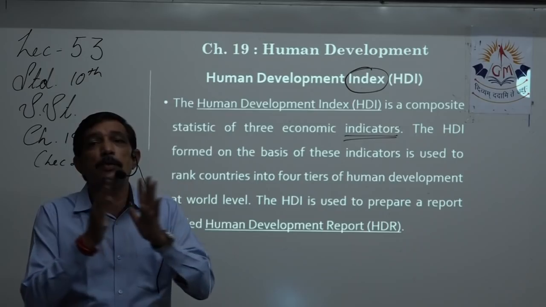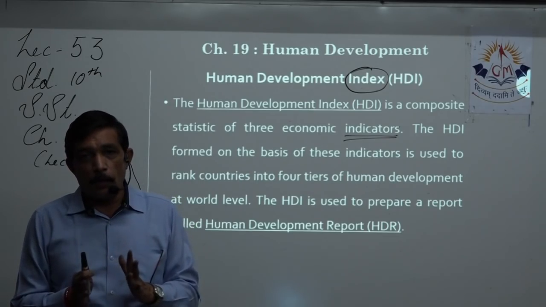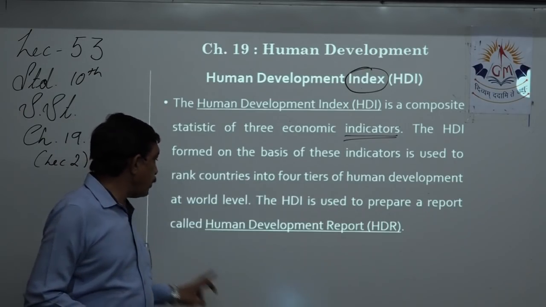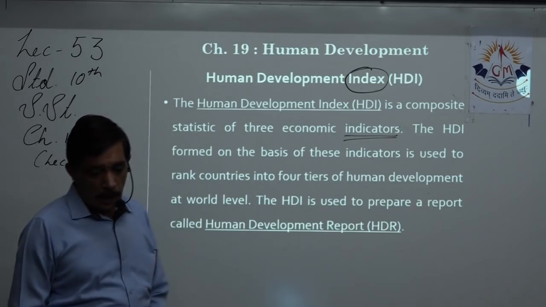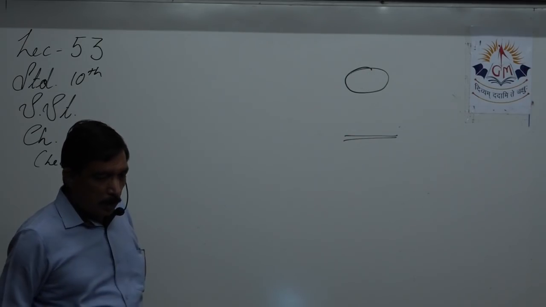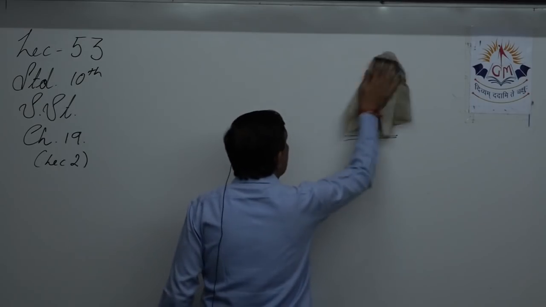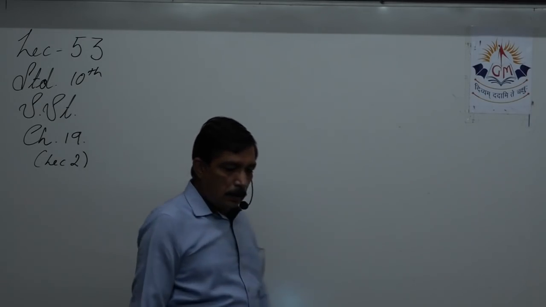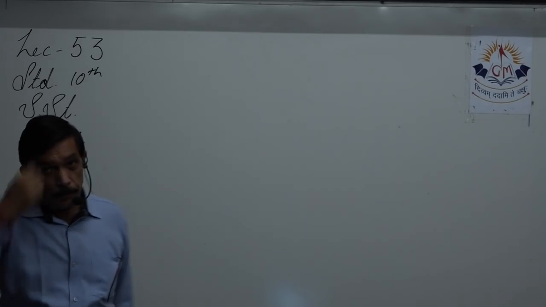HDI is used to make HDR. HDR means Human Development Report, and it is made every year. HDI is used to prepare a report called Human Development Report, that is HDR. Now let us first understand index. We learned two, three terms over here. First term is composite, another term is indicator, and then index, right?